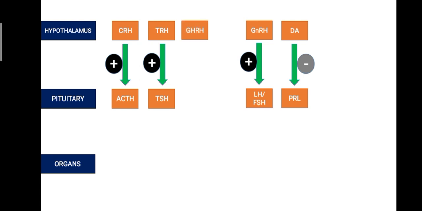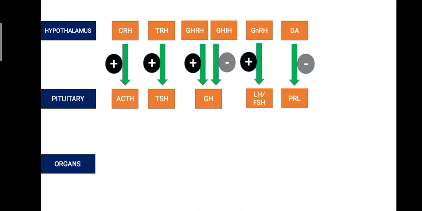Then we have the growth hormone releasing hormone, which stimulates the growth hormone. Just like that, we have growth hormone inhibiting hormone, or the somatostatin, that inhibits the growth hormone. Normally these are the things coming from the pituitary.